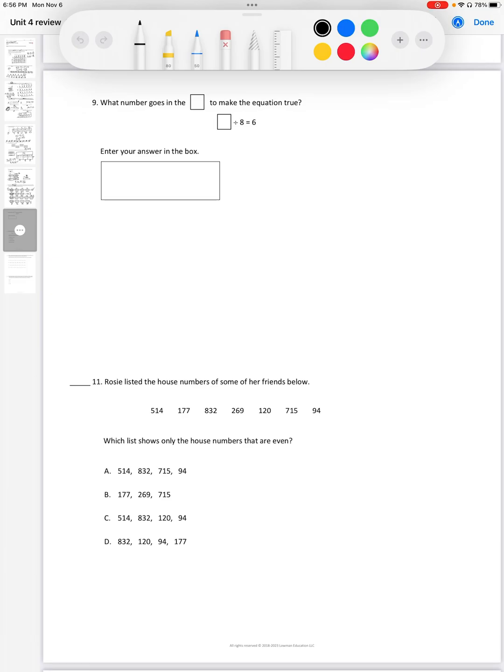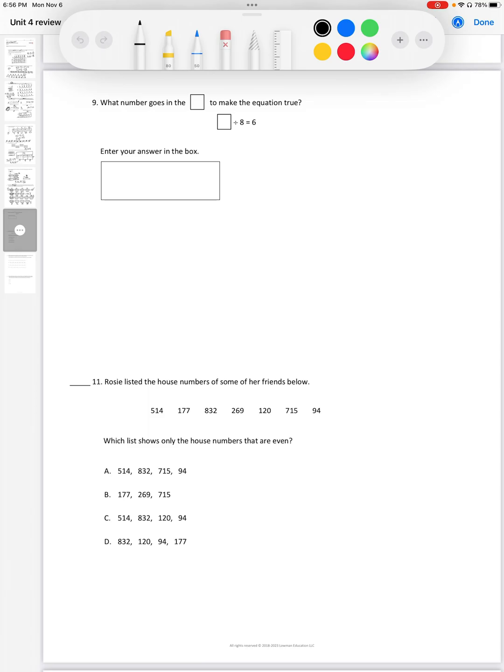I'm going to finish making the video for the Unit 4 review. This is going to contain problems 9 through, I believe, 13. Problem 9 says, what number goes in the box to make the equation true? And what we see is something divided by 8 equals 6.